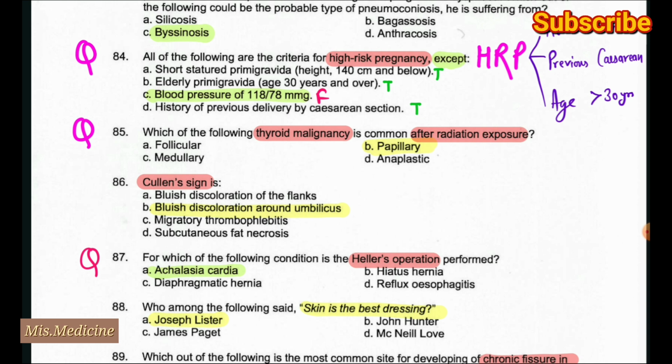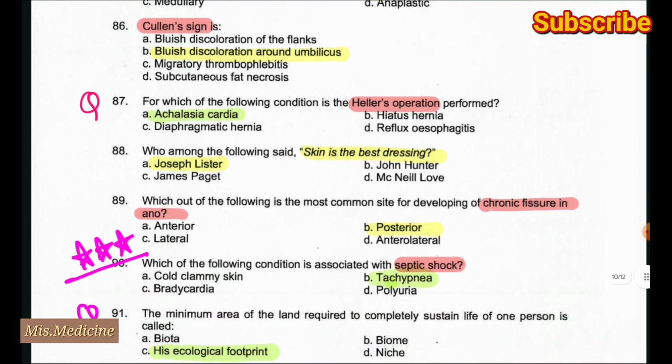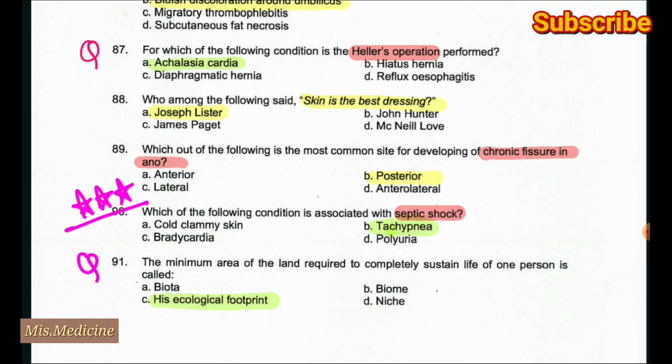Okay, next question: which of the following thyroid malignancies is common after radiation exposure? Papillary carcinoma. Next question, Cullen sign is bluish discoloration around the umbilicus. For which of the following conditions is Heller's operation performed? Achalasia cardia. Next question: who among the following said skin is the best dressing? Joseph Lister. Next question: which is the most common site of chronic fissure in ano? Posterior.